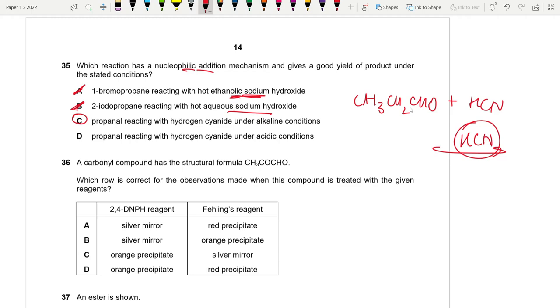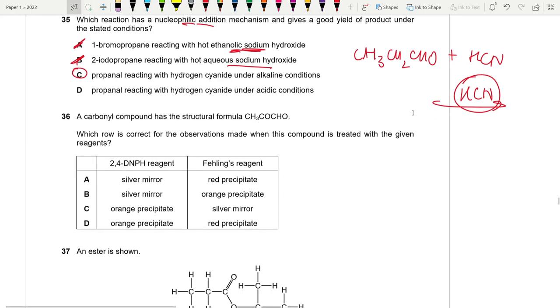It's not acidic, okay? The KCN added actually provides an alkaline solution. This isn't usually taught, but KCN is the catalyst, but when you add it to the solution, it becomes alkaline. A carbonyl compound has a structure formula CH3COCHO. So it will react with 2,4-DNPH to give an orange precipitate, and it will react with Fehling's and Tollens. Tollens gives a silver mirror, and Fehling's gives a red precipitate. So 36 should definitely be D.